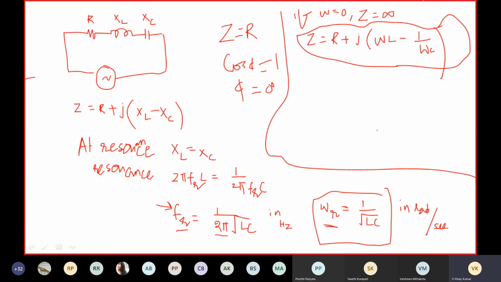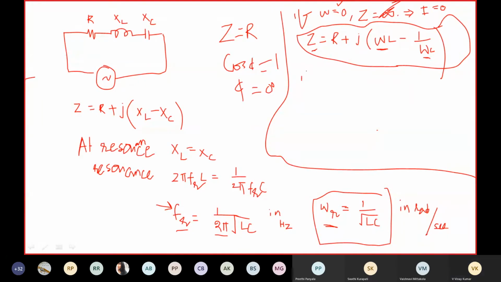If omega is equal to 0, then omega L is 0 and 1 by omega C is infinity, so 0 minus infinity means Z will be infinity. So if omega is equal to 0, Z will become infinity. If Z is equal to infinity, the current will be 0.